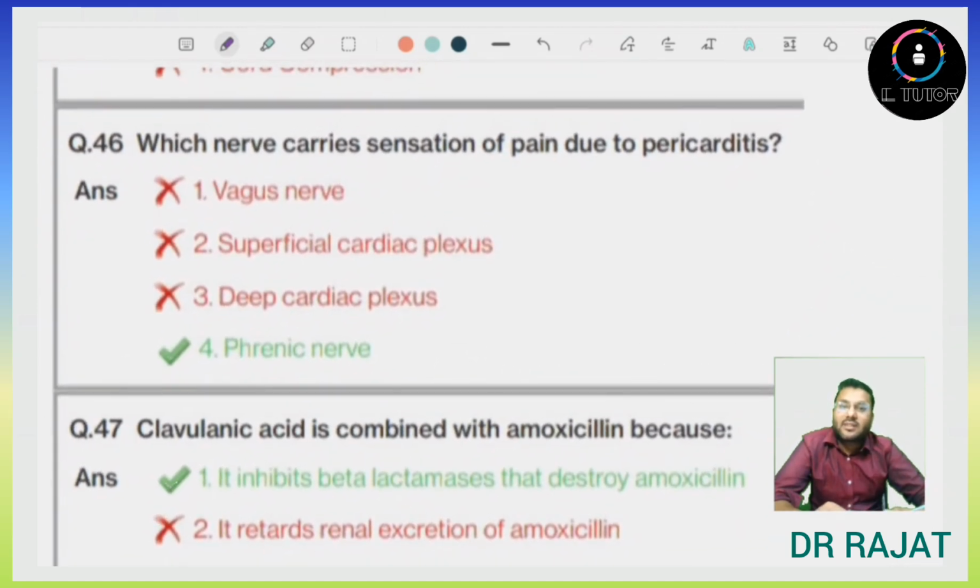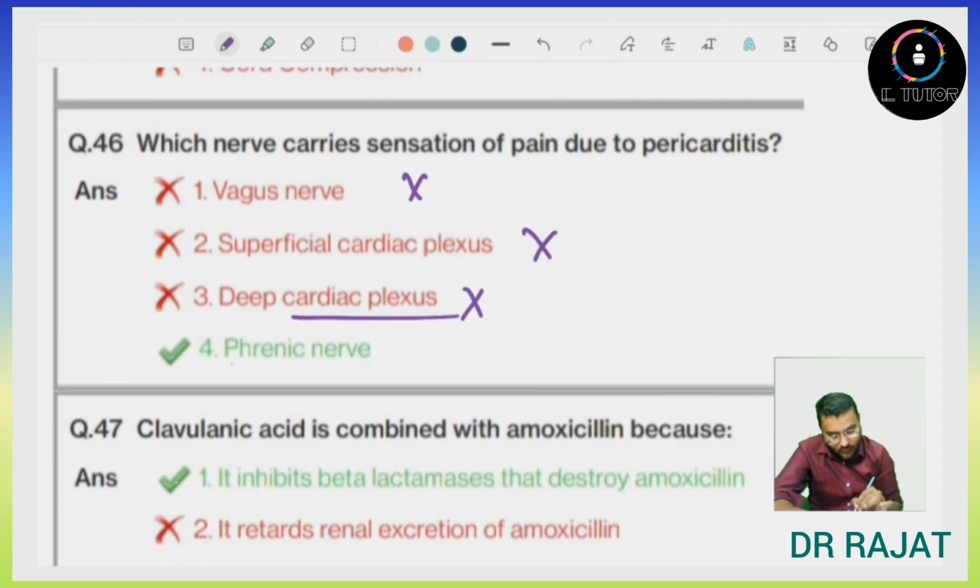Which nerve carries sensation of pain due to pericarditis? So, first option is vagus nerve, no. Superficial cardiac plexus, no. Deep cardiac plexus, no. Phrenic nerve, this is true, that phrenic nerve mostly carries the sensation of pain due to pericarditis.